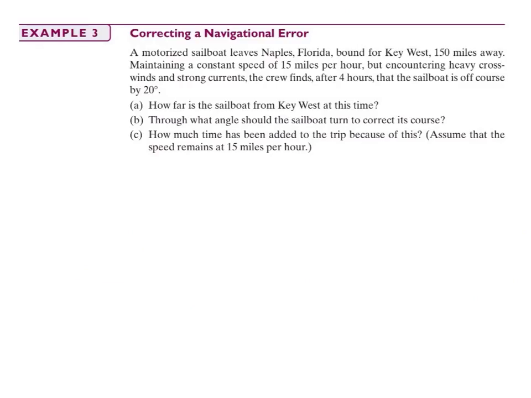It says a sailboat leaves Naples, Florida, bound for Key West, 150 miles away, maintaining a constant speed of 15 miles per hour, but encountering heavy crosswinds and strong currents. The crew finds, after 4 hours, that the sailboat is off course by 20 degrees. How far is the sailboat from Key West at this time?